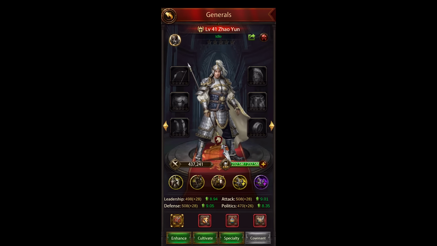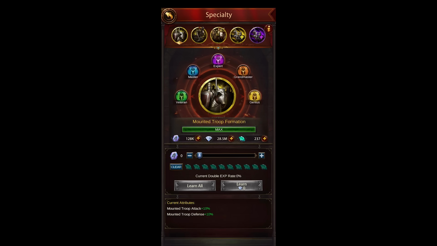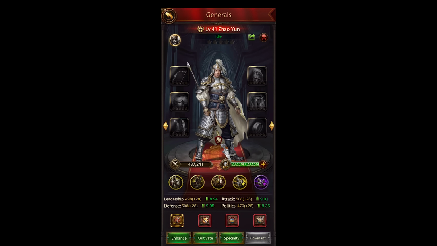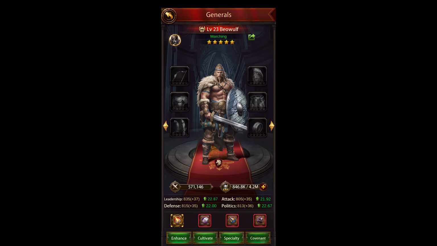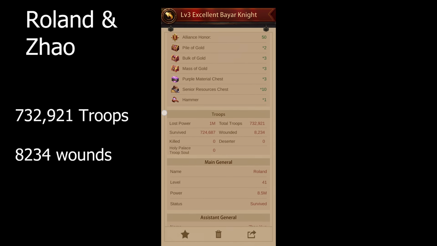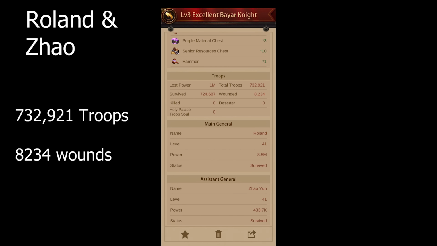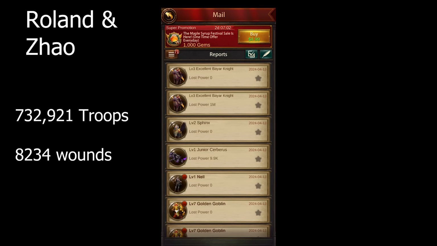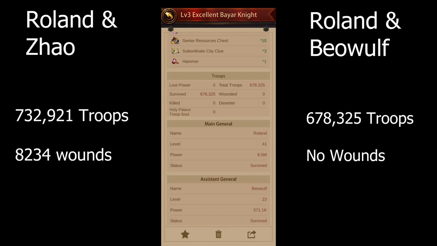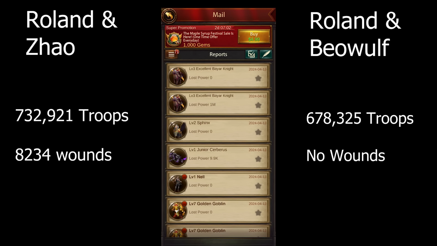I did a test with Zhao. Zhao is a fully specialized assistant general who has a flexible specialty. Zhao was once considered the best PvP mounted general in the game, and I compared him to Bayo, who just had some skill books and his first covenant. And when I attacked a level 3 Bayar Knight, I rolled in Zhao with 732,921 troops. They could not kill the Bayar Knight in one hit. They had wounds. With Roland and Bayo, 678,325 troops were able to kill it in one hit. That's a difference of about 55,000 troops.